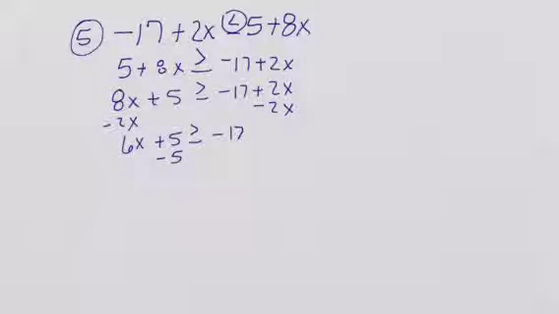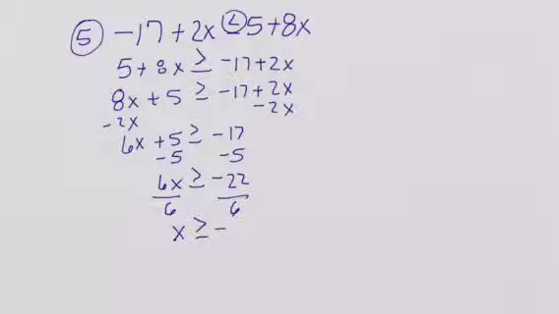So we're going to zero pair out the 5. So we have 6x is greater than or equal to negative 22. We're going to divide by 6, x is greater than or equal to negative 11 over 3.